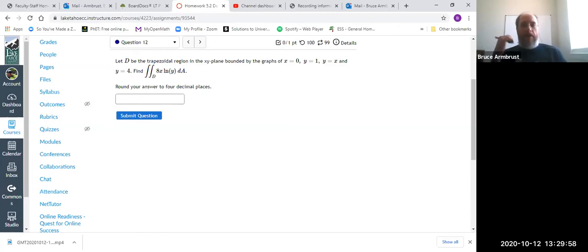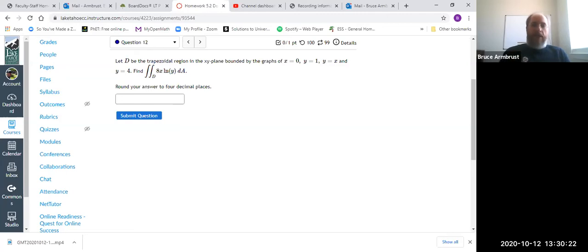But basically, here's what I'm going to do. I'm going to look at that region, and then I'm going to think about which way is going to be better for integration. Horizontally, do I do a dx dy? Or vertically, dy dx? And really what's going to determine that are two things. One is the region, and then I'm also going to look at the function and see about integrating.